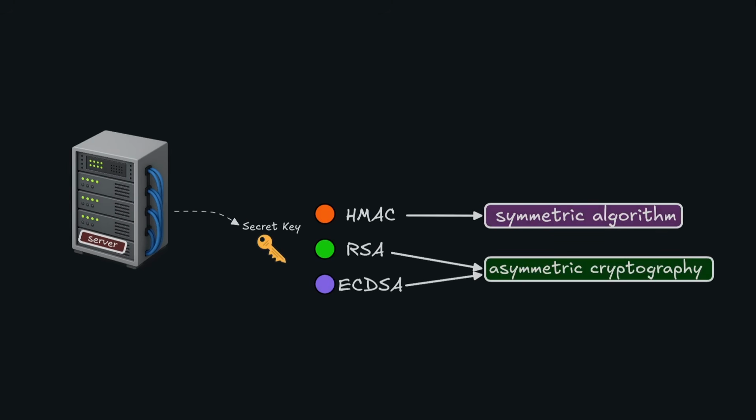RSA and ECDSA, on the other hand, use asymmetric cryptography. With these methods, a private key is used to sign the token and a public key is used to verify it. This allows the private key to remain secure, while other services can safely verify tokens using the public key. The trade-off is that asymmetric algorithms are usually a bit more complex and slightly slower than HMAC.